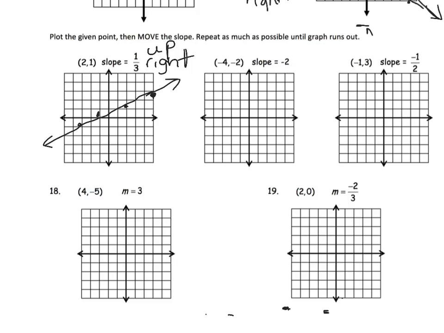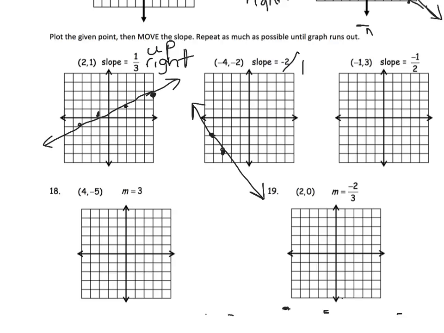Let's try the next one. So the point is -4, -2. This is your initial point. And your slope is -2. So you're going to go down 2 and to the right 1. Down 2 to the right 1. And then draw your line.